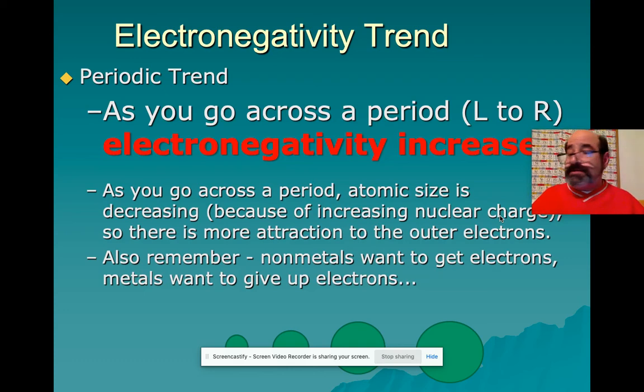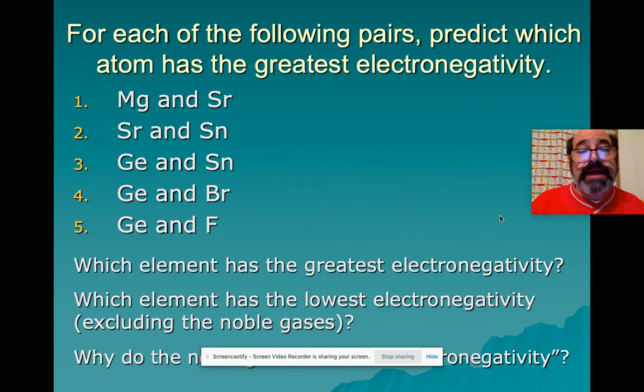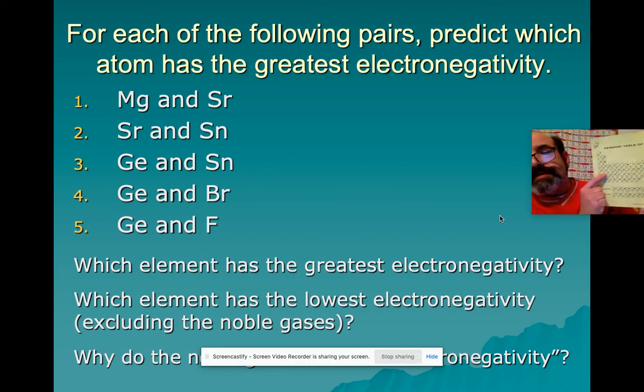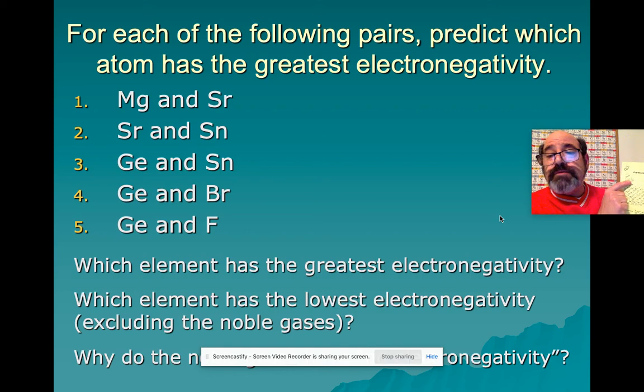So since the noble gases are off the chart, let's do the practice. Same ones. Mr. G, you picked the same ones again. Yes, I'm lazy. I cut and paste. Same ones. Guess what? The answer is the opposite. Mg and Sr. Which one's the greatest electronegativity? The other one, Mg. Why? What's the up and down reason? Shells shielding. Sr and Sn going across. What's the reason? Nuclear charge. Who has more electronegativity? Sn. Why? Nuclear charge. And they want the electrons.